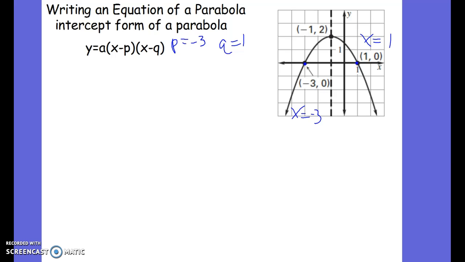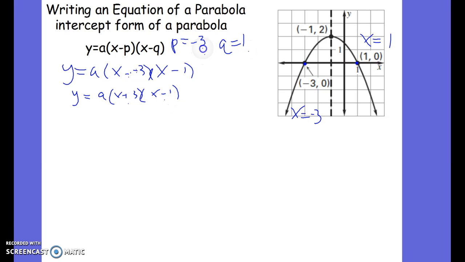I could flip it around. It really doesn't matter. And now I'm going to plug it into this equation. So y equals a times x minus p becomes x minus a -3 times x minus q becomes x minus 1. Okay, I'm going to quickly remember minus a negative really means adding, so I'm going to rewrite this as a times x plus 3 times x minus 1. Notice how our signs flip, and that's what should happen. This was negative, so our factor is adding. This was a positive q, so our factor is subtracting.